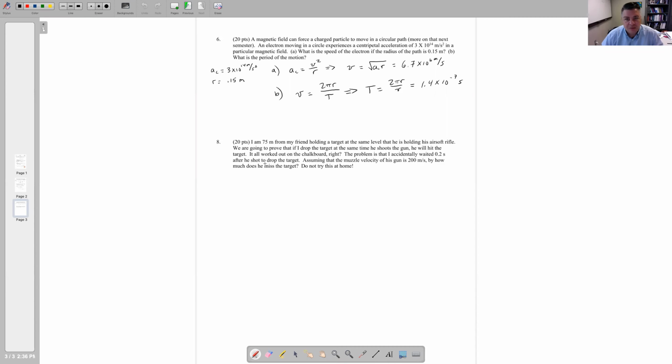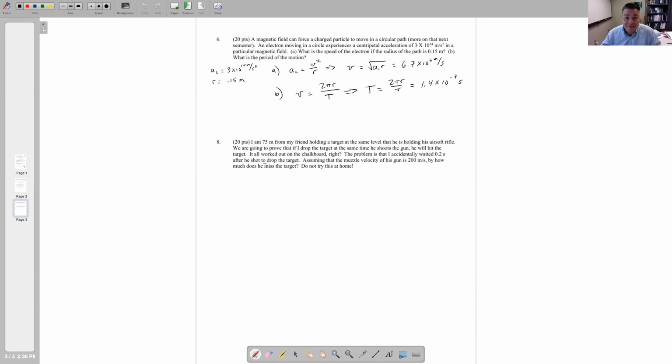We worked a problem today where we talked about a bullet falling. We were given the distance that it fell over some certain distance with a certain muzzle velocity, and we had to find the muzzle velocity. Here, we know the muzzle velocity. He's holding the airsoft rifle horizontally, so there's no angular component. So we need to find how much that bullet falls, right?